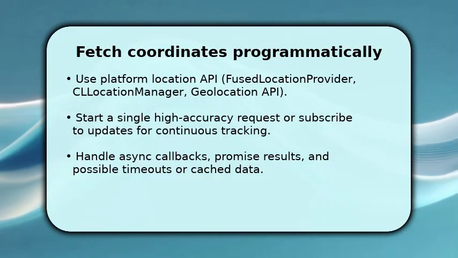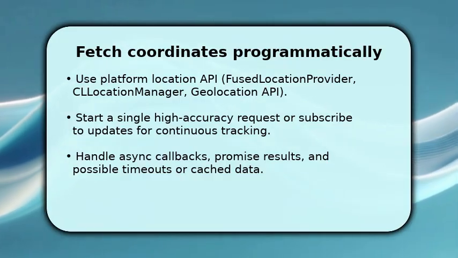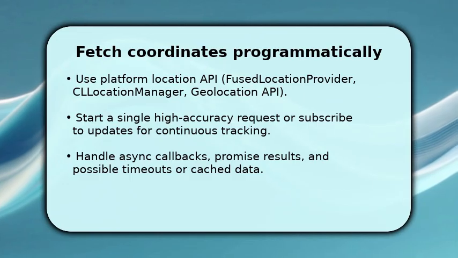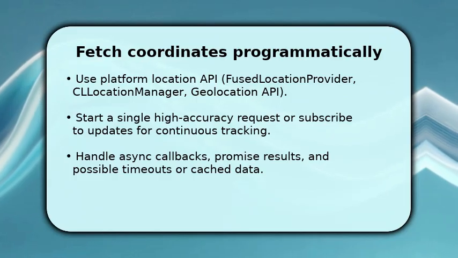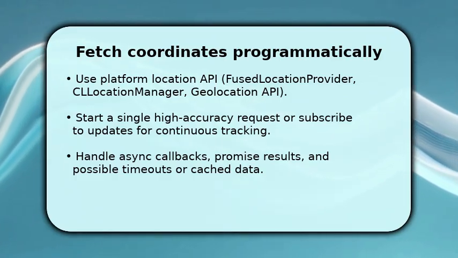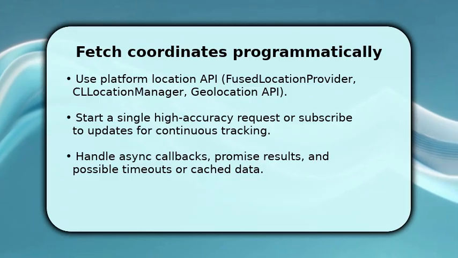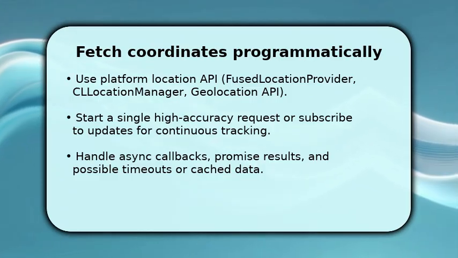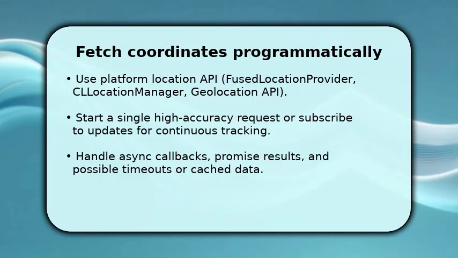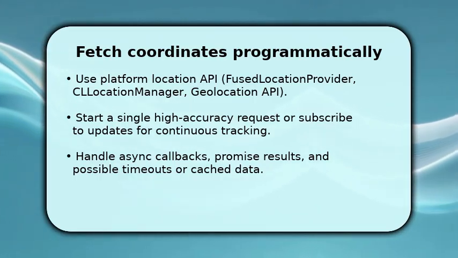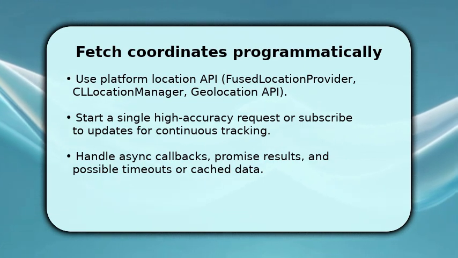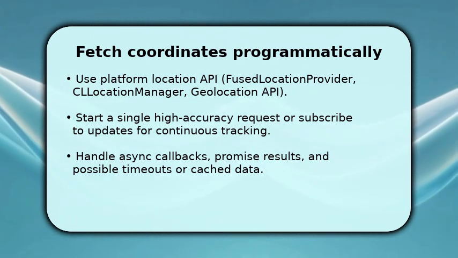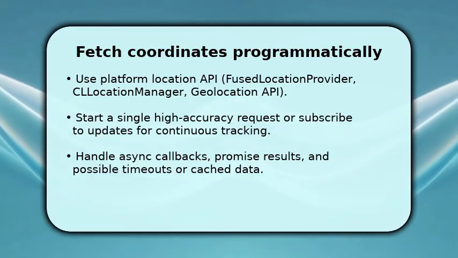Next, call the platform API to get the actual coordinates. On Android, use FusedLocationProviderClient, getCurrentLocation or requestLocationUpdates. On iOS, use CLLocationManager, requestLocation or startUpdatingLocation. In Web, use navigator.geolocation.getCurrentPosition. Why this matters: different calls return fresh versus cached positions and trade off battery for precision. Once you request, handle the async callback or promise and parse latitude and longitude from the location object.